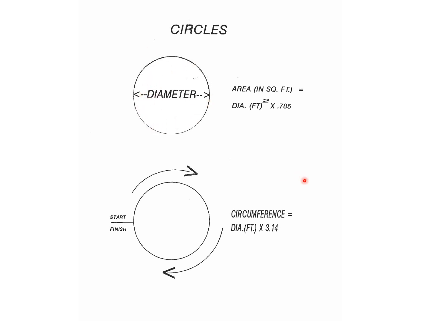Down here, if you're solving for circumference, obviously it's just going to be the diameter, which is the length from one end of the circle to the other, times 3.14, which is a constant, and that will give you the circumference.